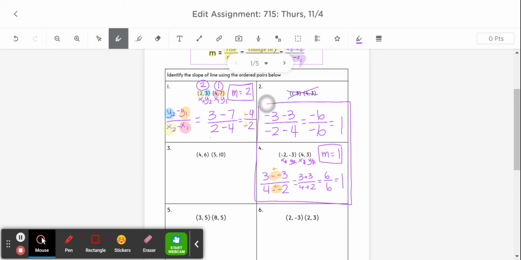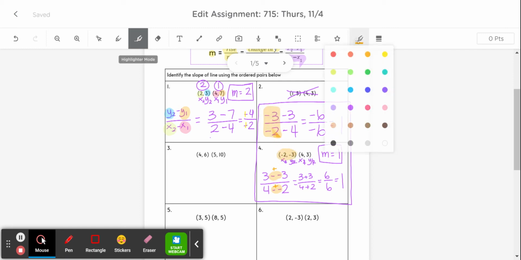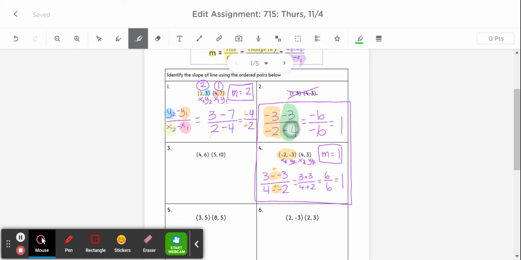It doesn't matter which ordered pair you choose for which one, but the ordered pairs should end up stacked on top of each other. Oh, sorry. This one is actually just positive 3, 4, or 4, 3. So you can see that they're stacked in either case.